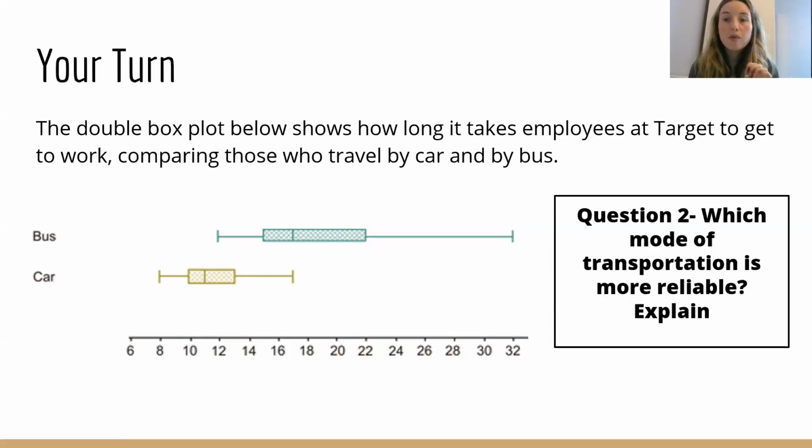Explain. Before we actually go to do the math, I want you to make a prediction based off this visual box plot. In the chat feature on Zoom, I want you to chat which mode of transportation just visually you think is more reliable. You're gonna put bus or car. Take the next 30 seconds to do that, and your teacher's gonna cold call on someone to actually share their response to this prediction. Go ahead and do that now. You can pause the video here.